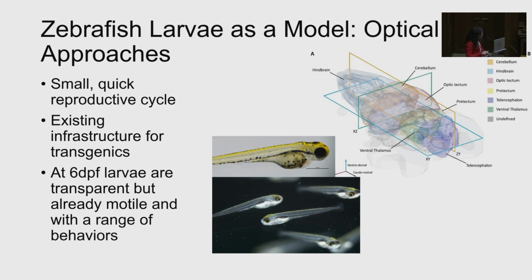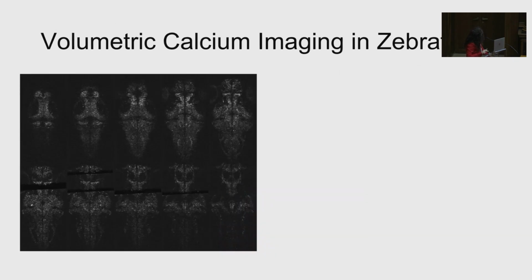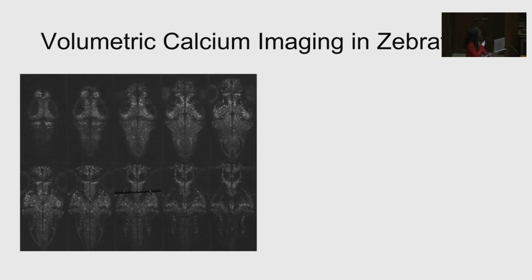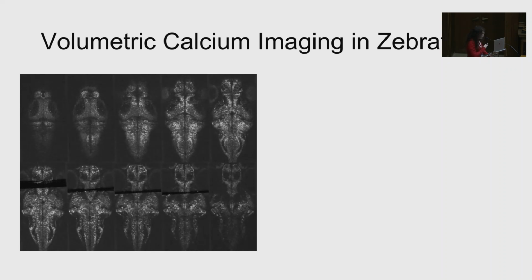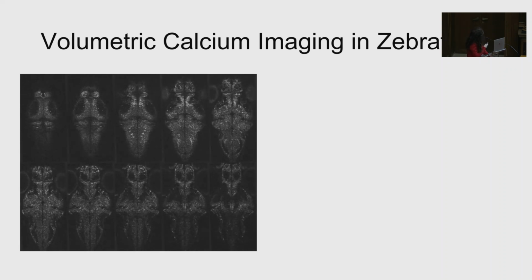So just to give you an actual example, this is the kind of volumetric image you can get by tiling the single planes into a single image. And you can see the cells are little dots. The contrast is not the best, but I think you can see them.